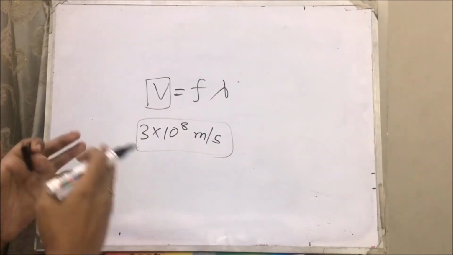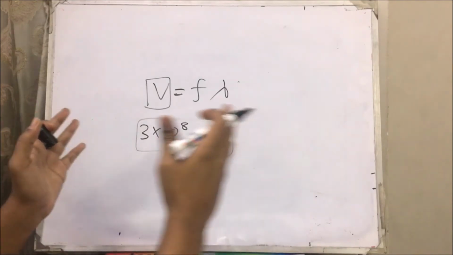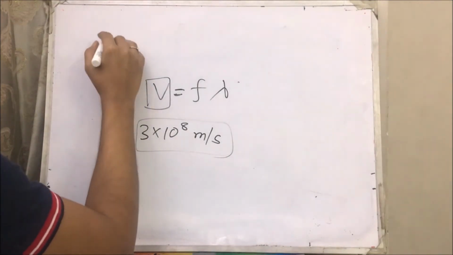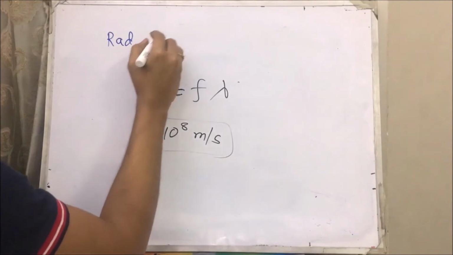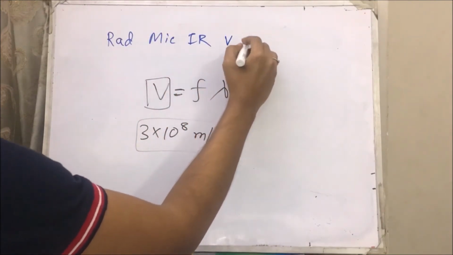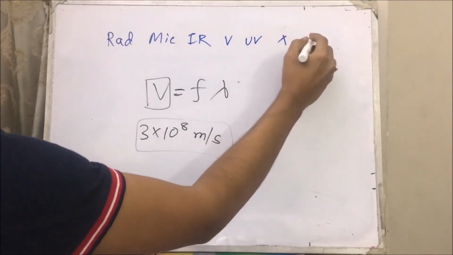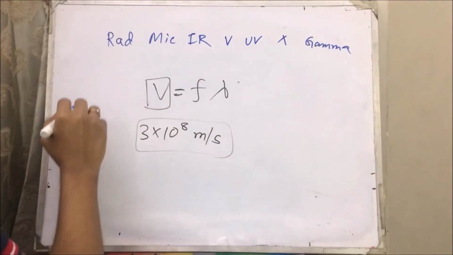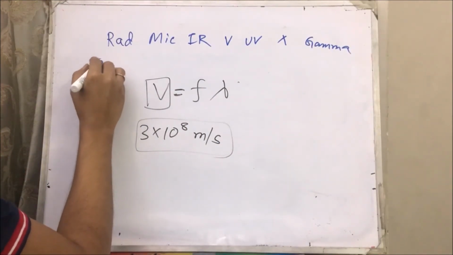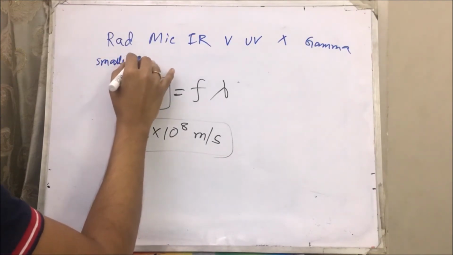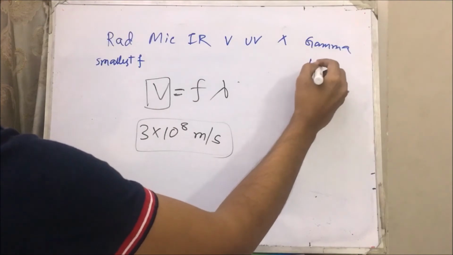So we can divide this entire family of electromagnetic waves depending upon the frequencies. Okay. So they are divided like this: radio waves, microwaves, infrared, visible light, ultraviolet, X-ray, and gamma ray. Okay. Radio waves have the smallest frequency, and gamma ray has the largest frequency.